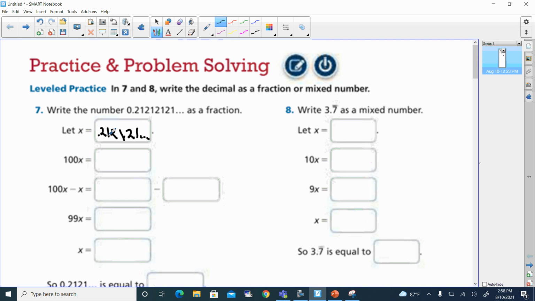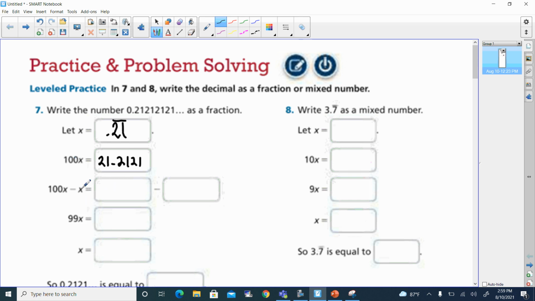So if we multiply it by 100, that means the decimal moves over twice. So this is going to be 21.21. Now, we know to multiply by 100 because there are two numbers that are repeating. So if we really wanted to write this down as 2121, we could have also written down 0.21 repeating, okay? And there are two numbers that are repeating, so there'd be two zeros.